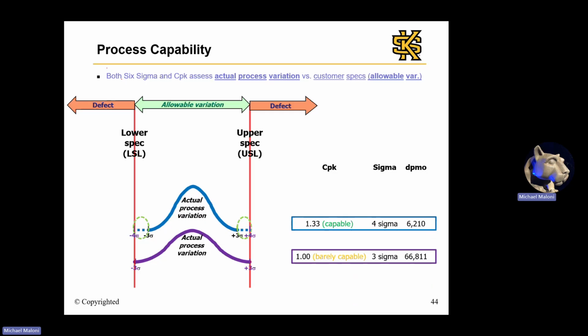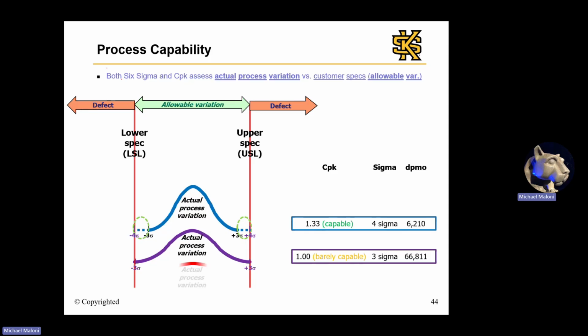Recall that we set the CPK target of 1.33 for some cushion, for some extra certainty. So this CPK value of 1 is barely capable. We prefer some cushion, so our CPK target is 1.33.